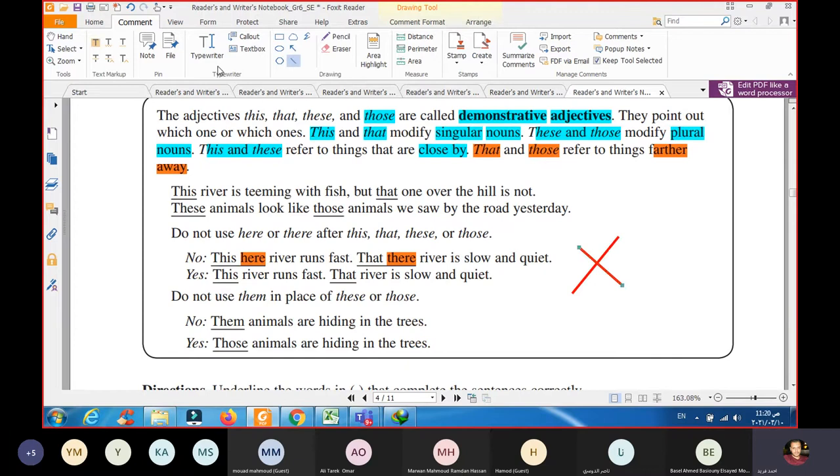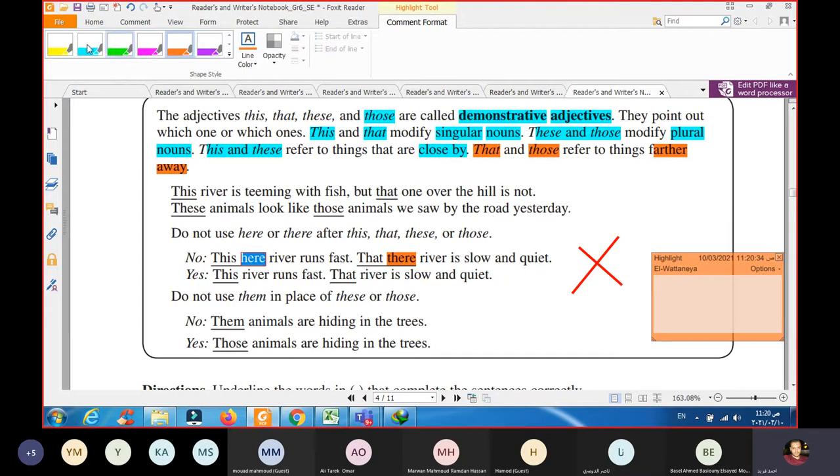Okay? We are going to start directly using this river. This river. That river. Also, it gives you another hint: don't use them in place of these or those. We are not going to use them. "Them animals." No, no, no. Those animals.